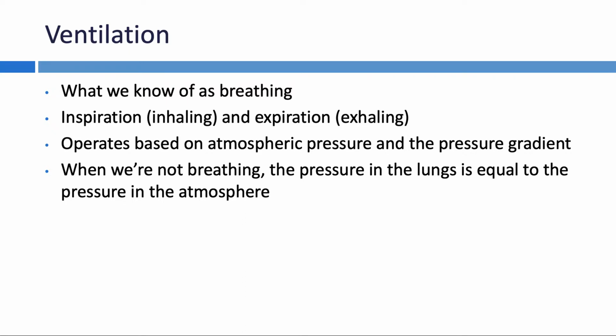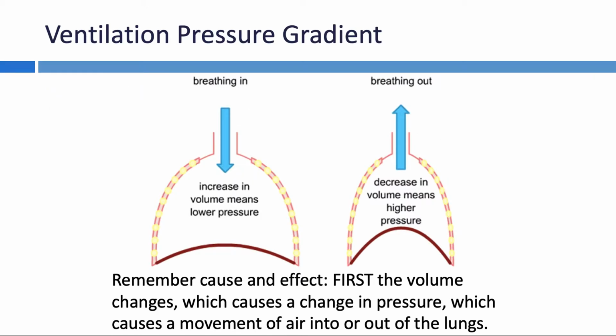So how do we change the pressure in order to move air? We do it through changing volume. Remember that cause and effect are very important. So when we look at the picture on the left, we're going to increase the volume of our thoracic cavity, which is then going to decrease the pressure within our lungs and cause air to come into our lungs.